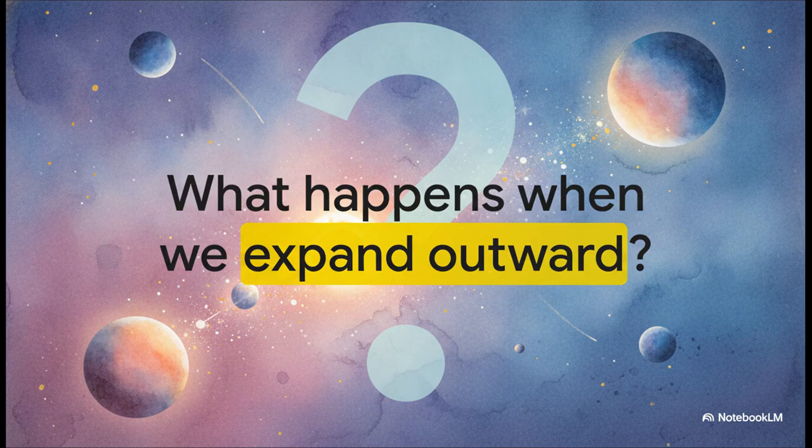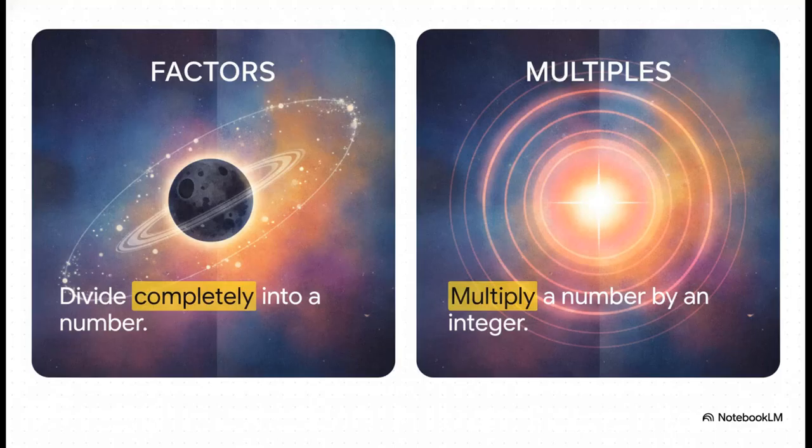So far, our journey has been entirely inward, breaking numbers down, dividing them, finding their absolute core. But what happens when we stop dividing inward and start expanding outward? Before we blast off, we need to firmly establish the difference so we don't get lost. A super common trap for students is confusing a factor with a multiple. So let's look at them side by side.